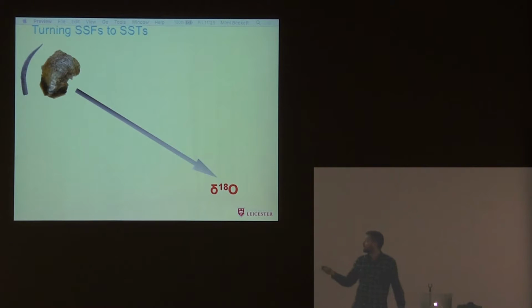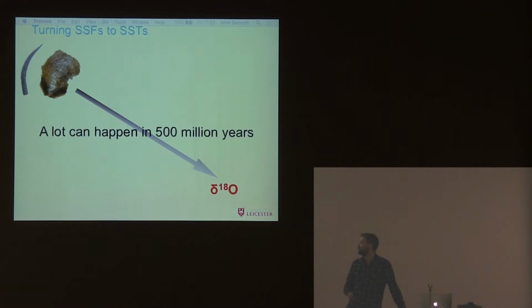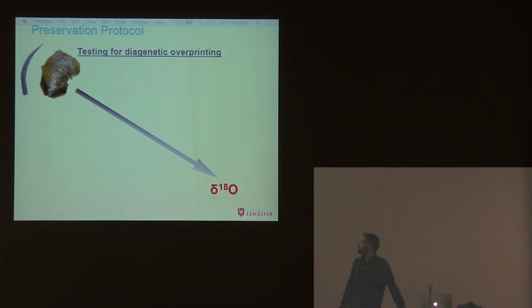So how do you get from these little things, small shelly fossils, down to an oxygen isotope ratio which you can then reliably use to infer paleo-environment, paleo-climate? Well, we have to check that effectively there's been no remineralization and no change in the isotope ratio in the skeletons of these things over geological time, which in this case is about 500 million years, and a lot can happen. So, I'm going to present to you the preliminary results of the protocol that we've been putting together to assess the preservation state of these phosphatic microfossils.